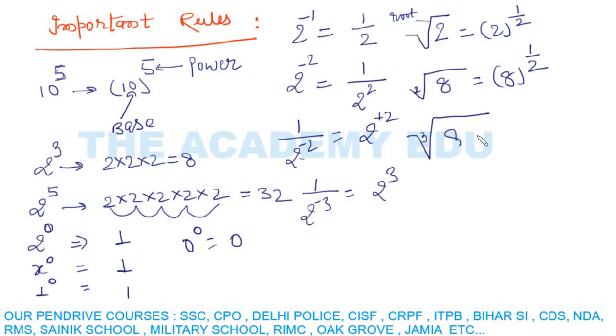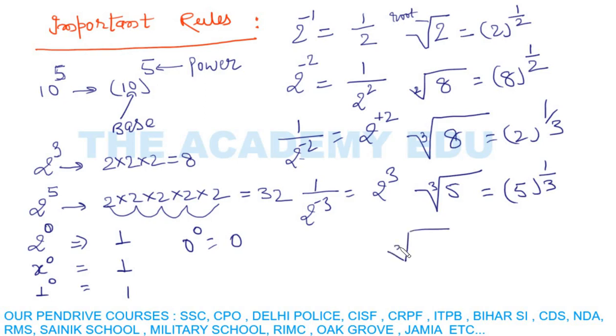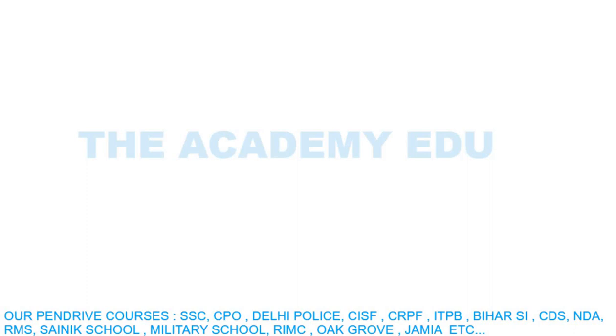Suppose we have the cube root of 8. Then what does it mean? It means 8 raised to the power 1 upon 3. Suppose we have the cube root of 5. Then we will write 5 raised to the power 1 upon 3. Got it? So if I generalize it, if we have the x-th root and here there is a number y, I will write y raised to the power 1 upon x. Y is the number, x is the root index. Now let's move to some more basic rules for this chapter.